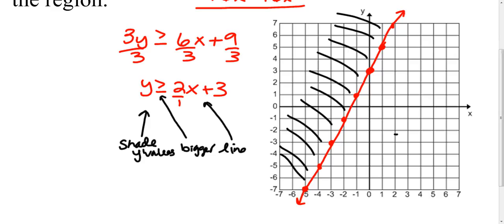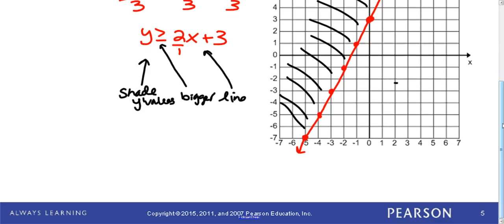Anything that is inside that shaded region or on a line in this case is part of the solution set, okay? If it was a dotted line instead, it would only be what's above the line, not what's on the line, okay? So in this case, it says state the boundary of the region.